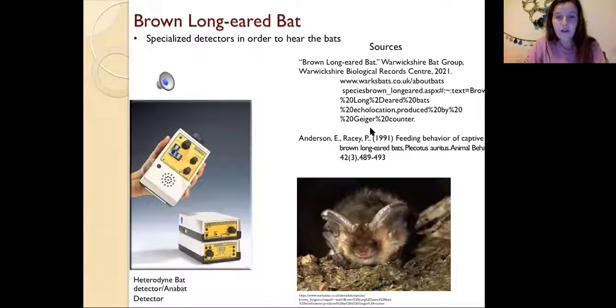So again, we can hear them using a heterodyne bat detector or an Anabat detector. So in a brown long-eared bat, you would hear something like this.